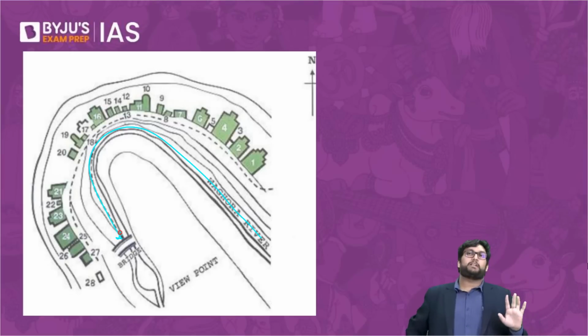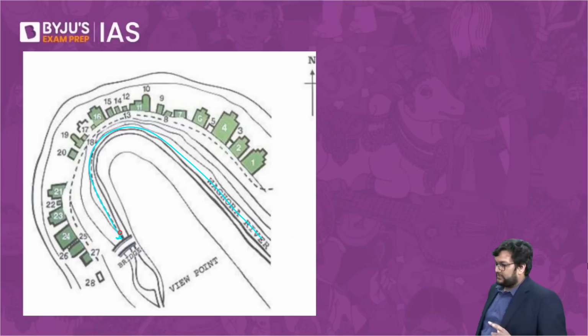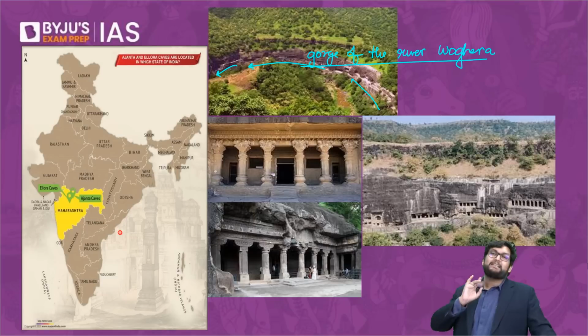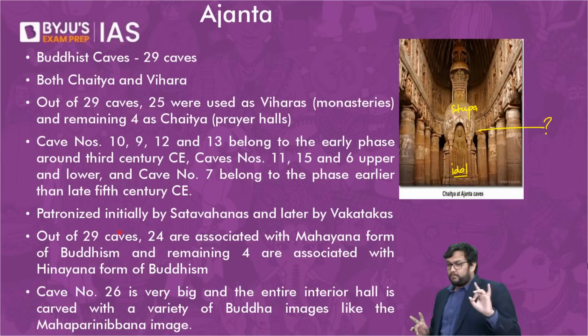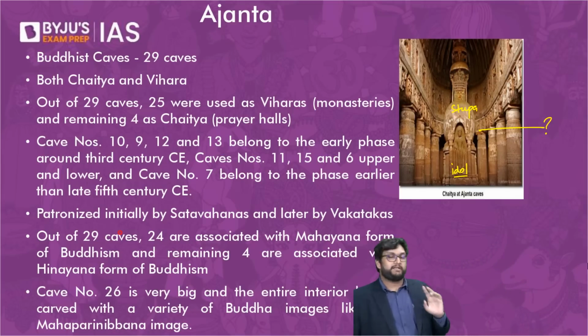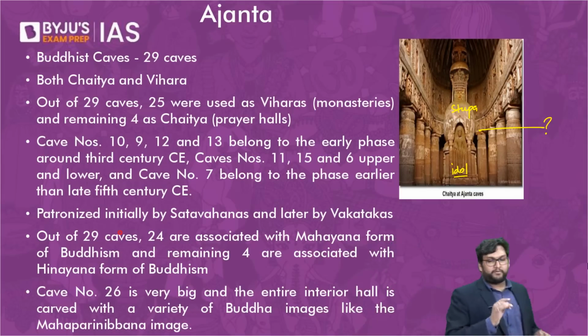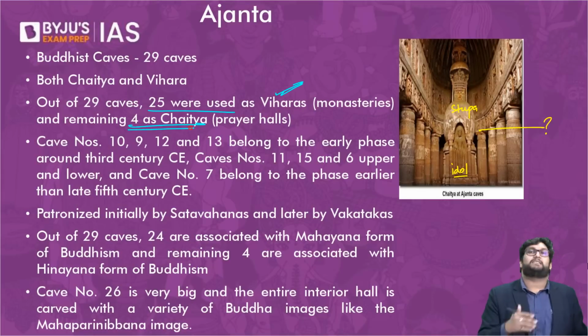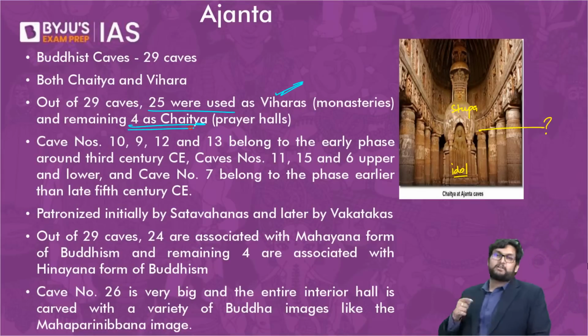Now there are a total of 29 caves in the Ajanta caves, but 28 are mostly counted because the 29th is an incomplete one. Out of it, 25 are viharas and 4 are chaityas, and the one which is not completed is a chaitya. You don't need to remember the cave numbers. This is not of any purpose to you.